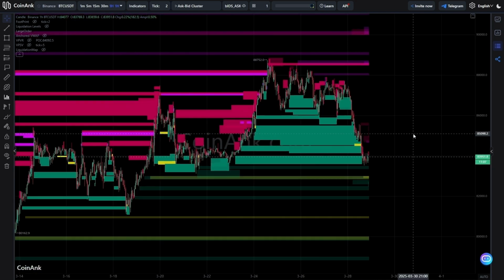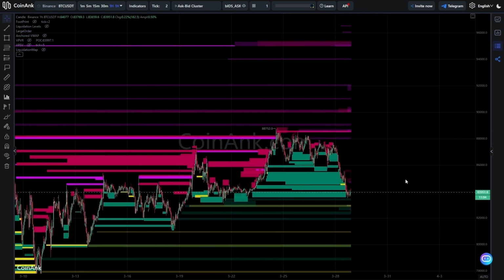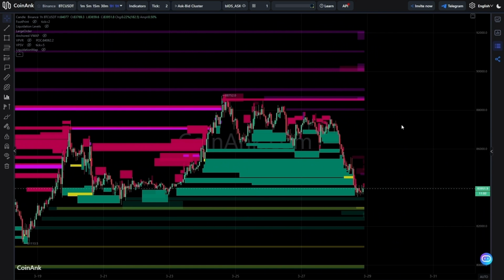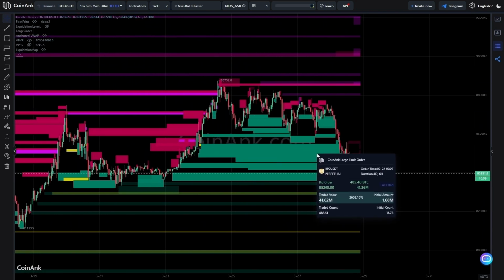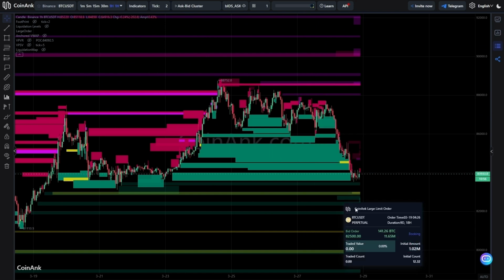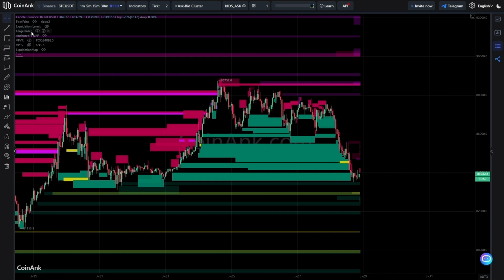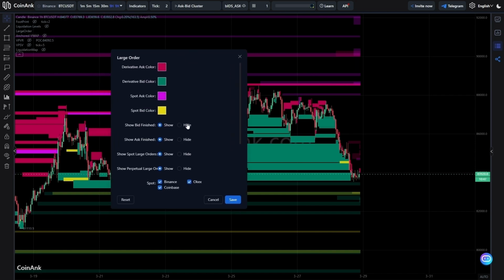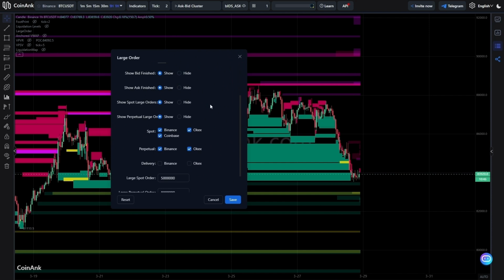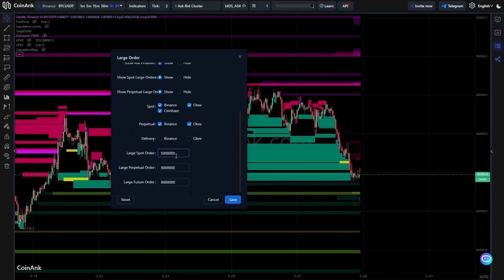Next on is our large limit order indicator, which for me is the most important indicator here on CoinAnk. It's showing us the trades that have been taking place and the limit orders that are still sitting in the chart. If we go to the settings over here, feel free to copy this. These are all pretty much on standard. You have to put on the perpetuals, most likely. I have my spot limit order set to 5 million. My perpetual and futures orders I usually have on 10 million.